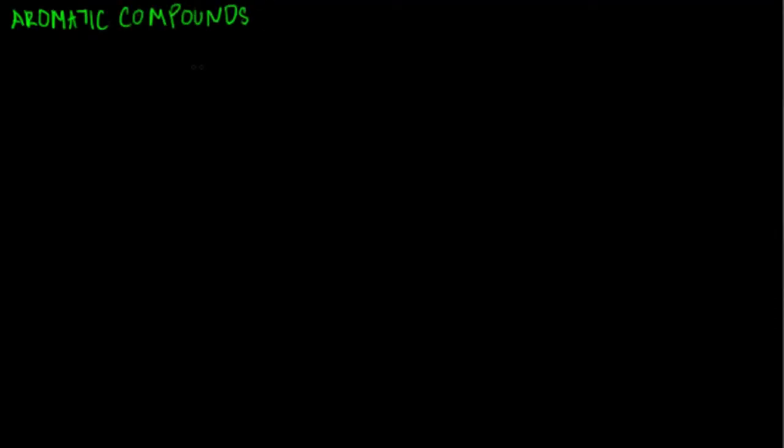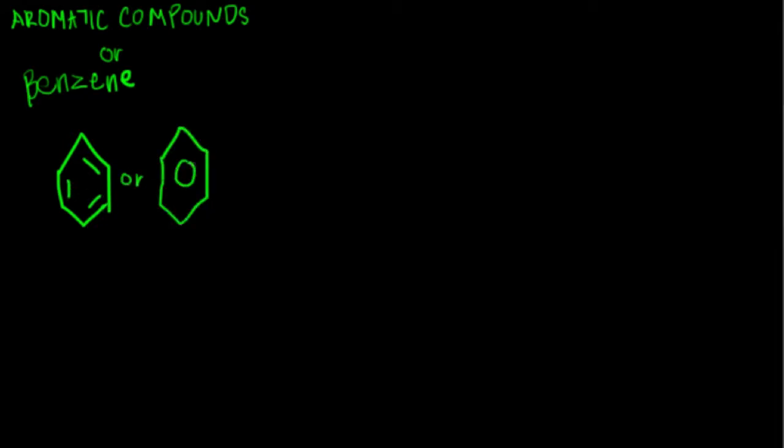Aromatic compounds or benzene is a closed chain compound containing double bonds in all points. The line formula is this, and you can make a circle in the center because it symbolizes double bonds in all points. Then the expanded form is this.